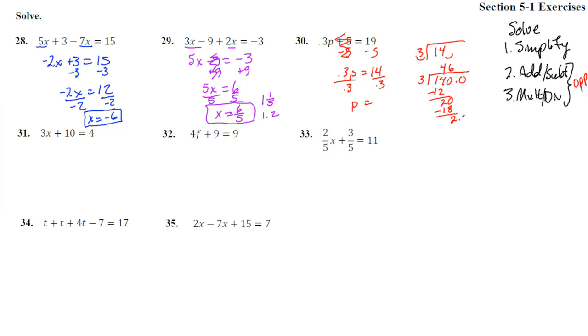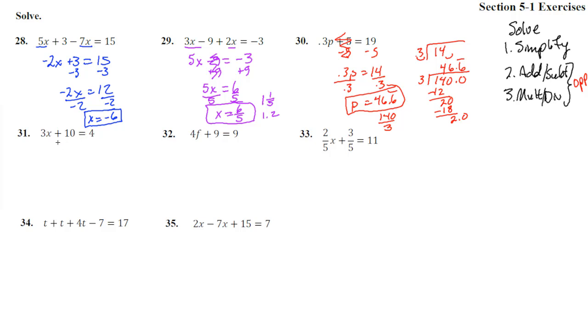So if we did a decimal like that, 3 goes into 20 6 times and it repeats. So it's going to be 46.6 repeating. I guess we could have written it as 140 thirds, which would have been another way of writing it. Or if we had rounded to the nearest tenth, that would give us maybe 46.7 or something like that. Good. Let's box that in. Moving along to number 31.